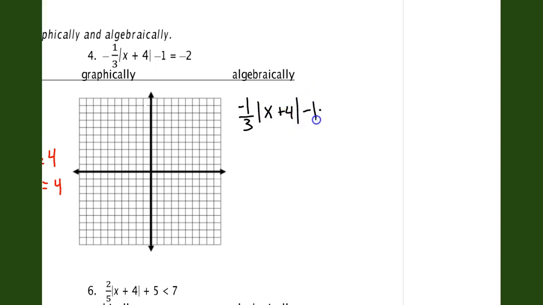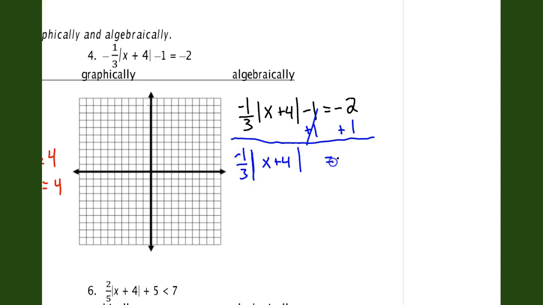Here, -1 equals -2. And just like before, we'll go through and do a little addition and multiplication on both sides. So we can add 1 first. So -1/3 times the absolute value of x plus 1/4 will equal -1. We can multiply by the reciprocal here, so we'll multiply by -3/1.